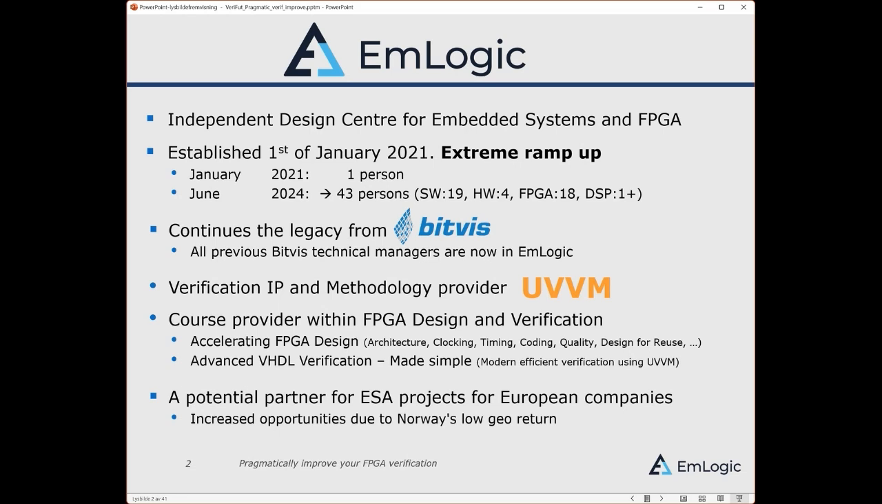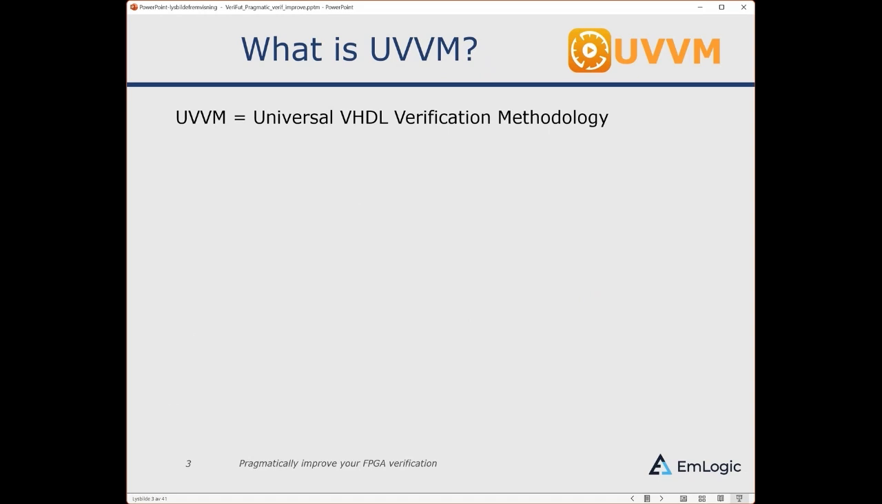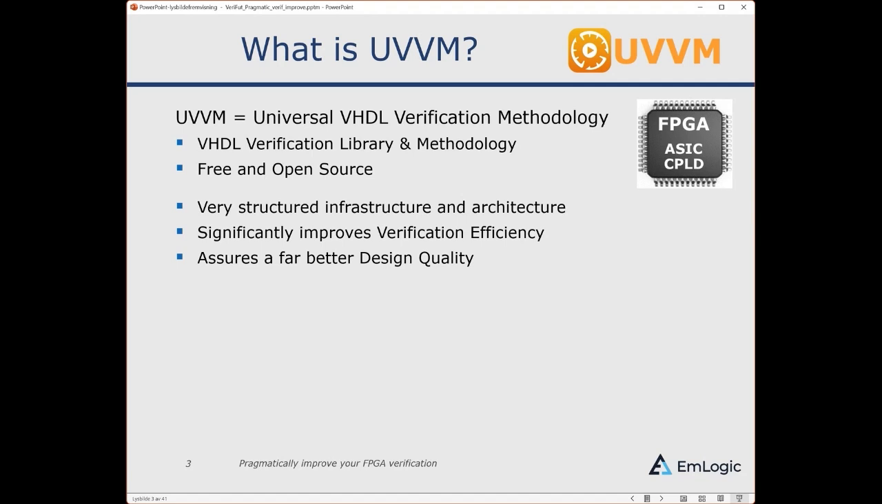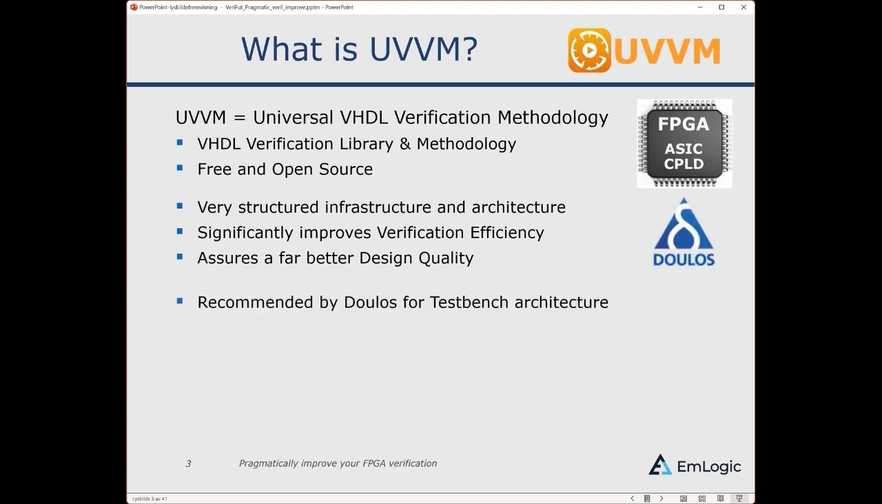So let's start with UVVM. What is UVVM? It's a universal VHDL verification methodology. It's a library and methodology that can be used for FPGA, ASIC, and CPLD. It's free, it's open source, and it has a very structured infrastructure and architecture, but more important is that it allows users to get a good infrastructure and good architecture in their own test benches. And that significantly improves verification efficiency and assures a far better design quality.